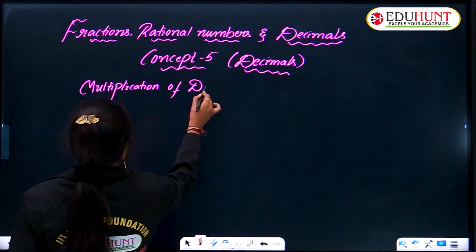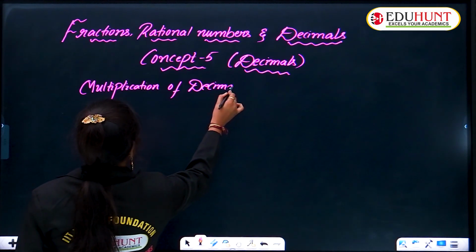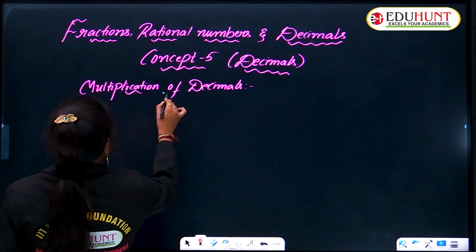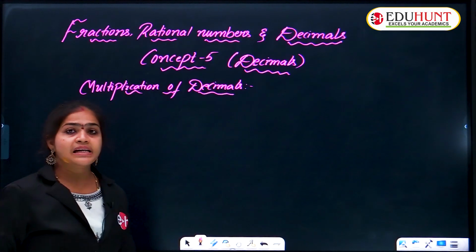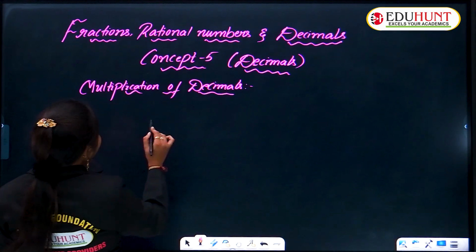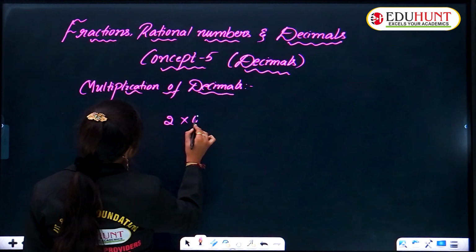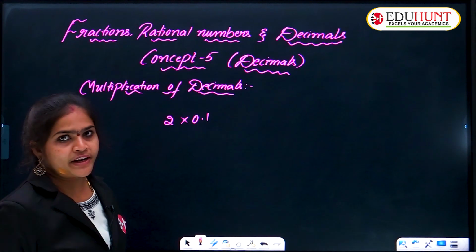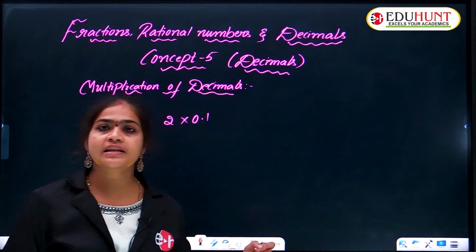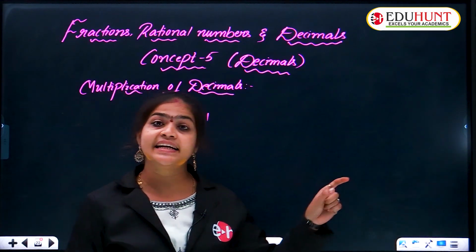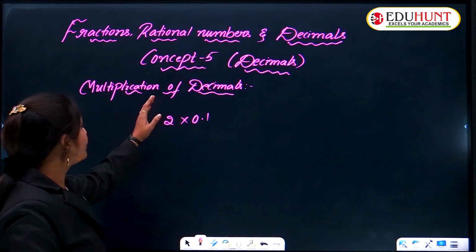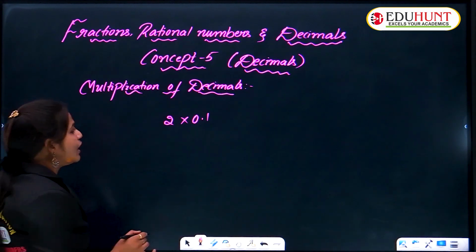Multiplication of decimals. See here, multiplication of a number by a decimal: 2 into 0.1. Here 2 is the number and 0.1 is a decimal number. Whole number into decimal. Now how to take the product?